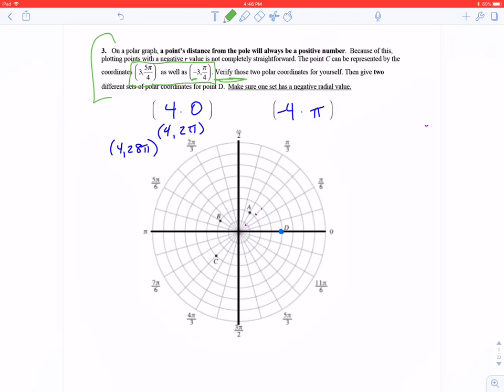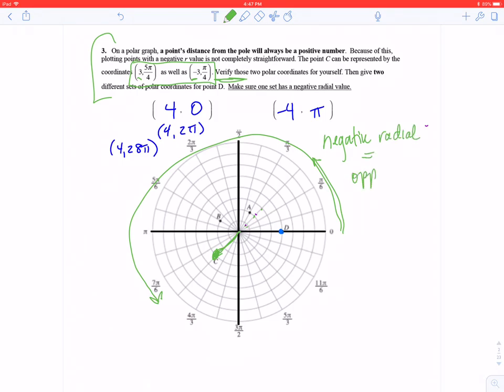The first one says go around 5 pi over 4 and out a distance of 3. And there we are, we're at C. The second one says go around pi over 4, and then we have a negative 3. Well, pi over 4 is definitely not the direction C is in. But if we go 3 in the exact opposite direction, pointing back the other way, kind of like wind blowing out of that direction, we land at C. So a negative radial value means go the exact opposite direction.